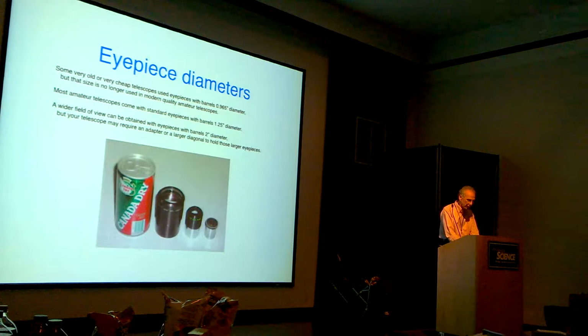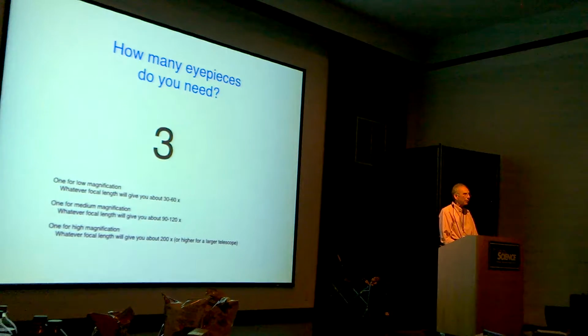Eyepieces come in 3 different diameters. Some very old or very cheap telescopes use eyepieces with just 0.965 inch diameter. But that size isn't used in the telescopes we use today. Most amateur telescopes come with standard eyepieces with barrels of 1 1/4 inch diameter. You can get a wider field of view if you use eyepieces with a 2-inch diameter, but you might need an adapter on your telescope to take those larger eyepieces. Here we see a picture of a pop can compared to the 3 different sizes of eyepieces, 2 inches, 1 1/4, and 0.965 inches.